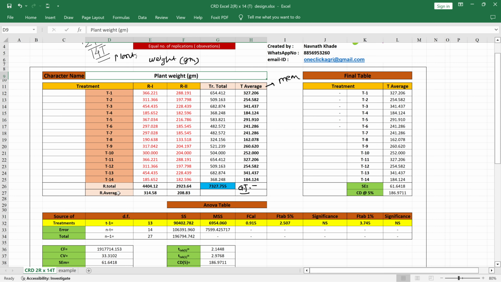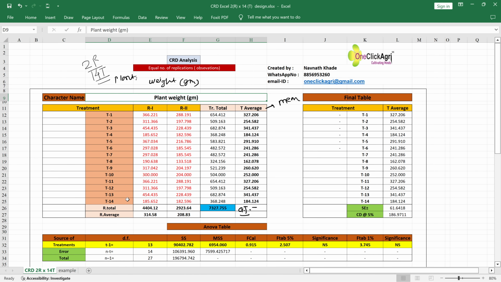Then you will get the treatment average, simply called the mean. Then you will get replication total and replication average, but in CRD design we don't consider the replications over here. This design has an equal number of replications or equal number of observations, and you can also consider an equal number of plots.